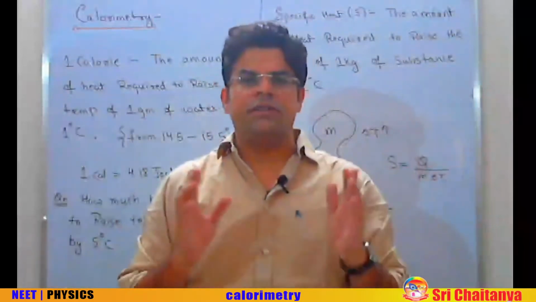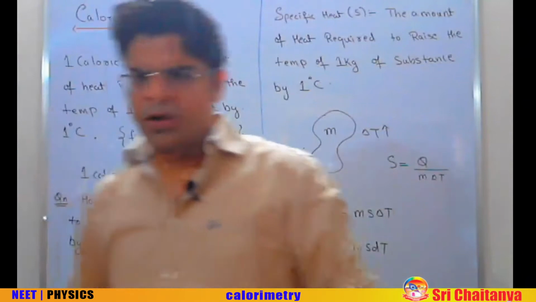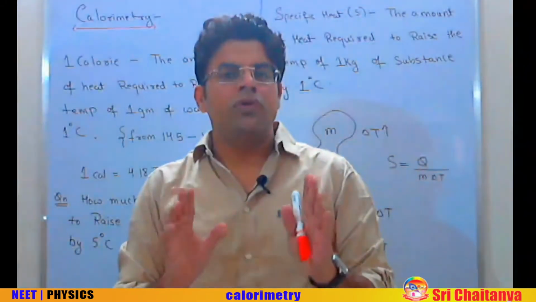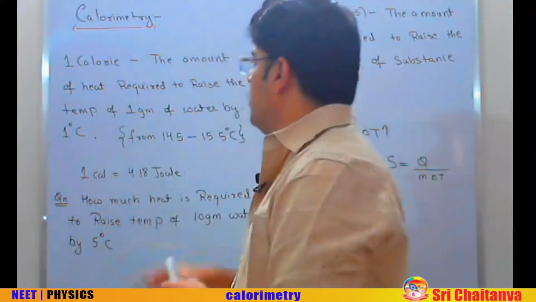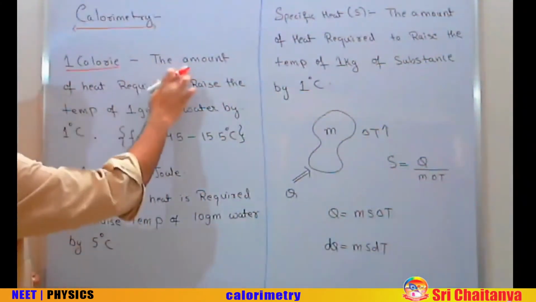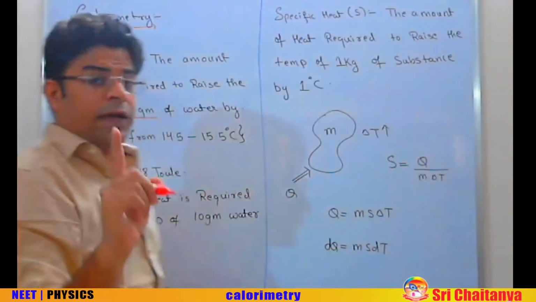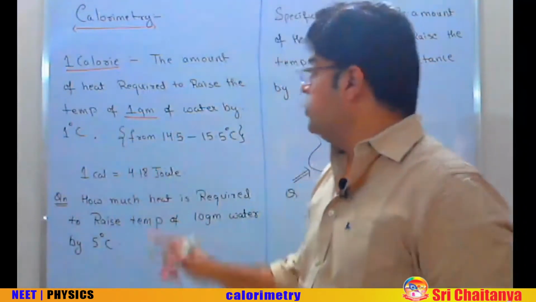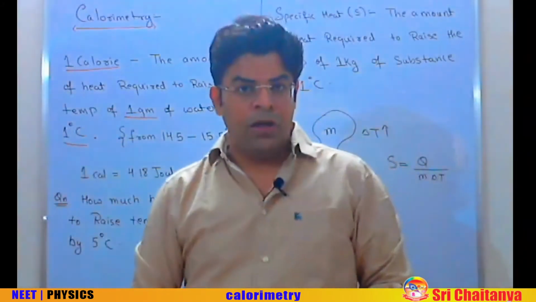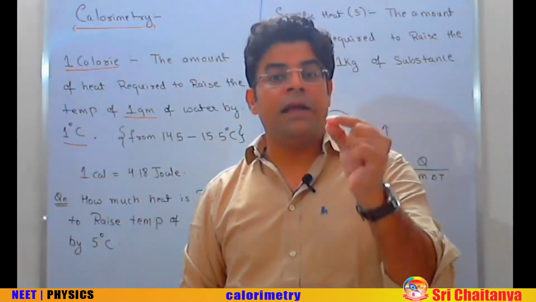So let's start the chapter of calorimetry. Very easy. Let's start doing it. The first thing we need to know is the definition of 1 calorie. 1 calorie is defined as the amount of heat required to raise the temperature of 1 gram of water, not 1 kg, not 1 ton, not 1 liter, by 1 degree centigrade. The amount of heat required to raise the temperature of 1 gram of water by 1 degree centigrade.